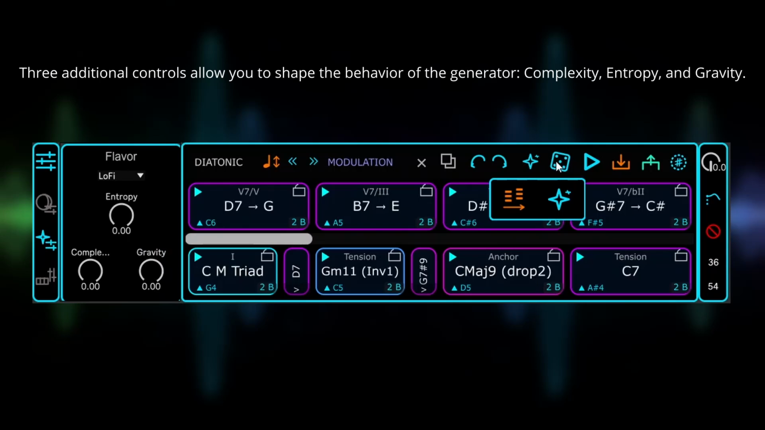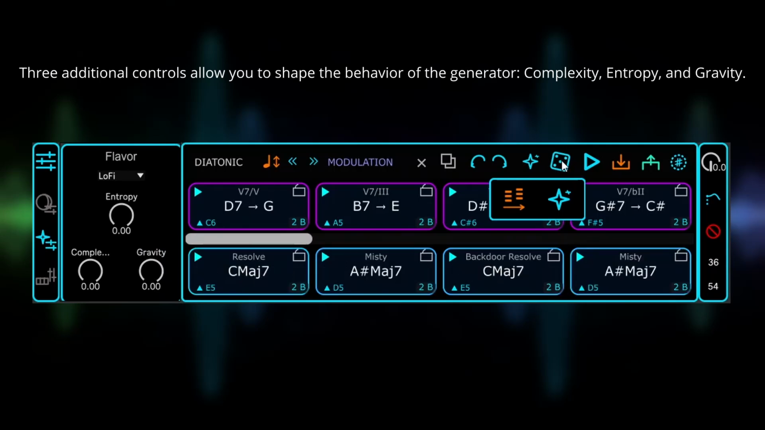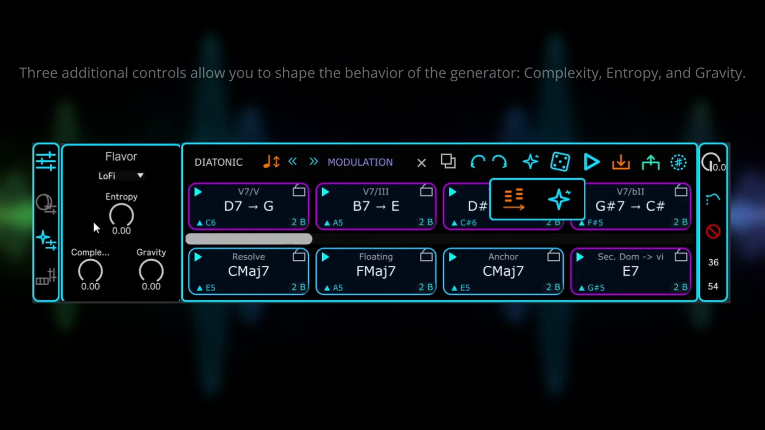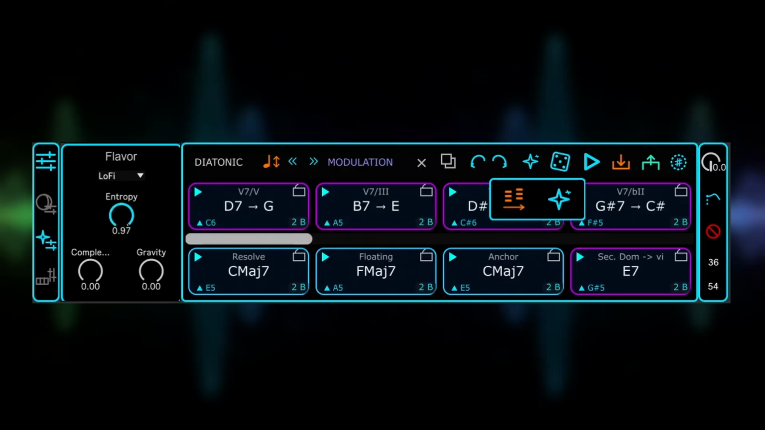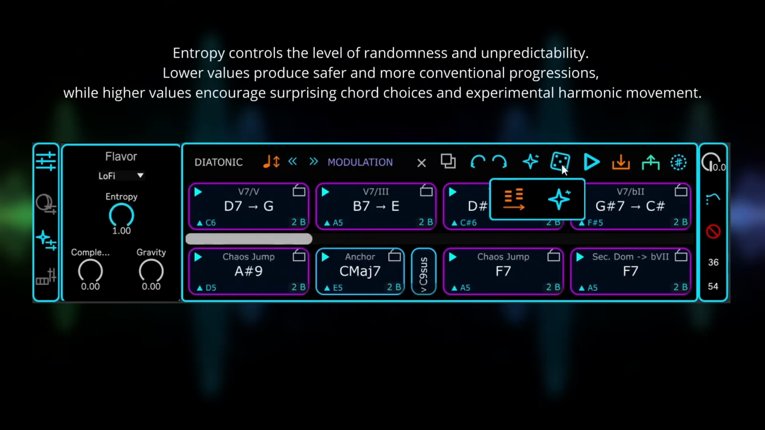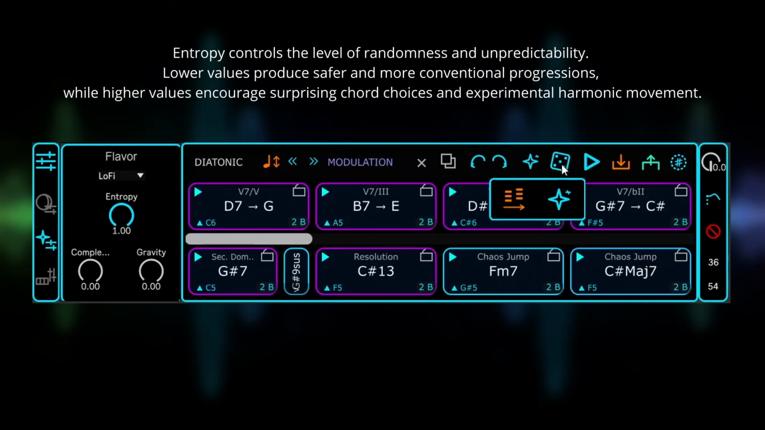3 additional controls allow you to shape the behavior of the generator: complexity, entropy, and gravity. Entropy controls the level of randomness and unpredictability. Lower values produce safer and more conventional progressions, while higher values encourage surprising chord choices and experimental harmonic movement.